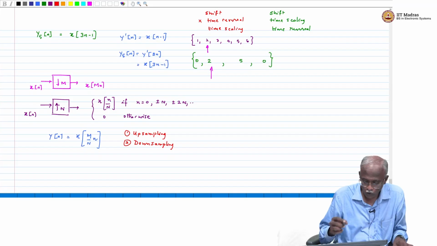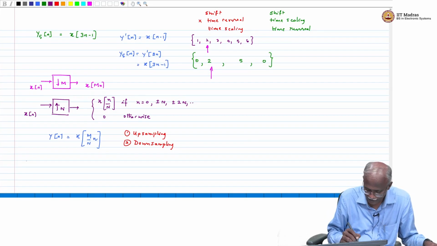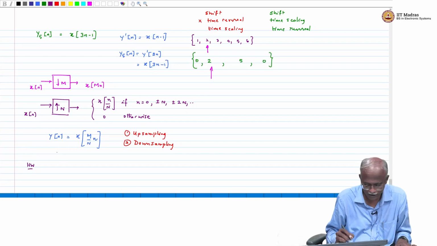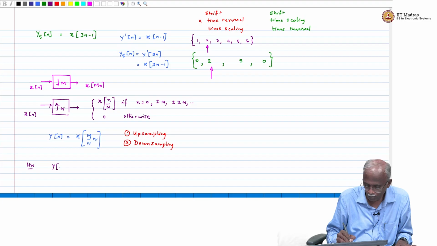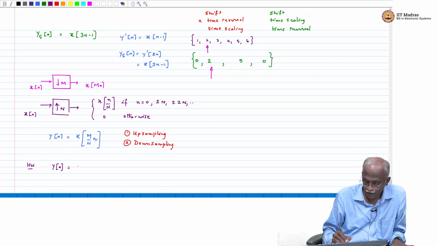So the homework or the task that I would leave with you, which I will discuss in the next session, let me leave it as a homework task. I want to implement the following operation: x of minus n by m, n minus n naught.